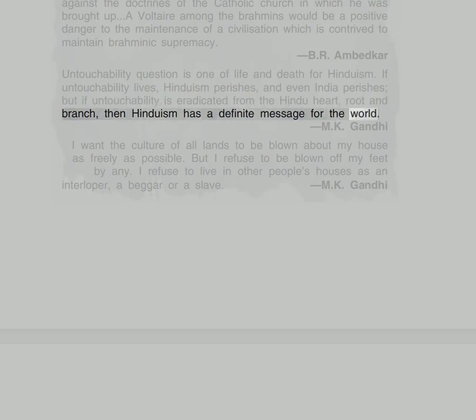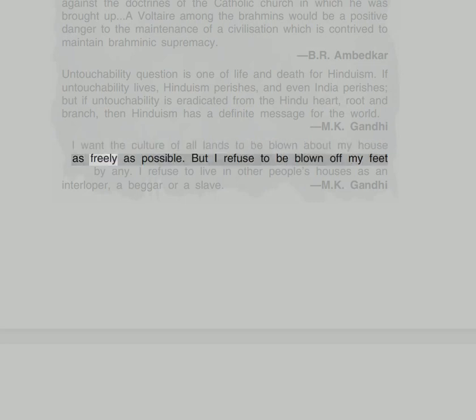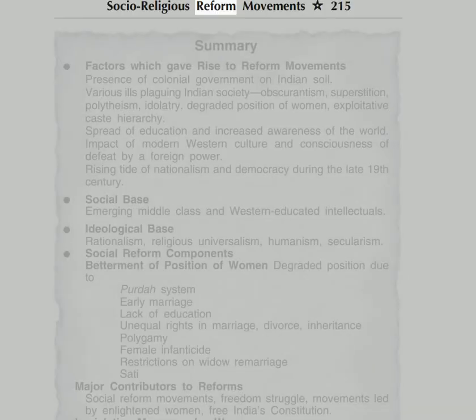I want the culture of all lands to be blown about my house as freely as possible. But I refuse to be blown off my feet by any. I refuse to live in other people's houses as an interloper, a beggar or a slave. M.K. Gandhi. Socio-religious reform movements, 215.